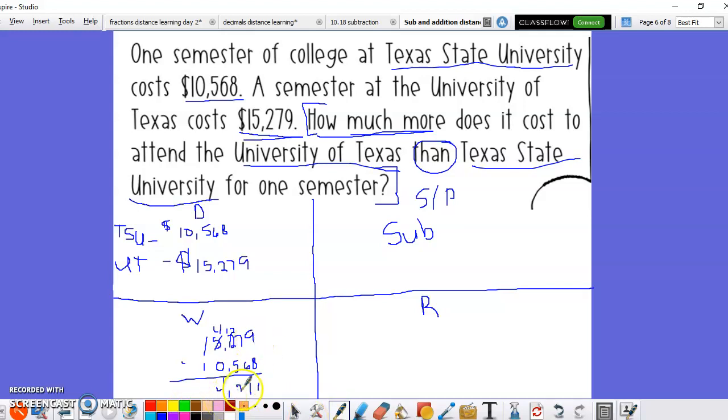To check my work, I would add 10,568 plus 4,711. And my results, it asks for how much more does it cost to go to UT than to Texas State University. You put it costs $4,711 more dollars.